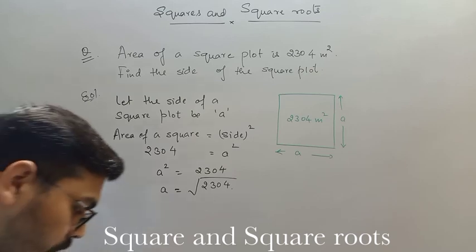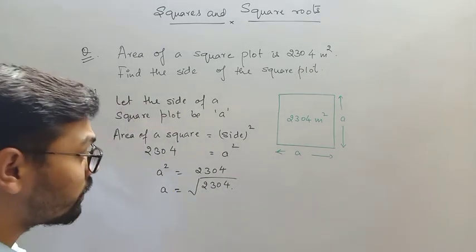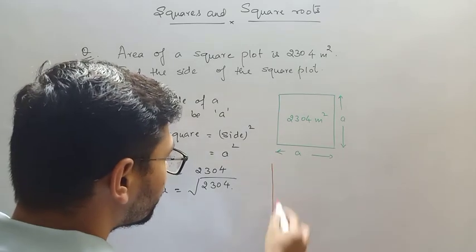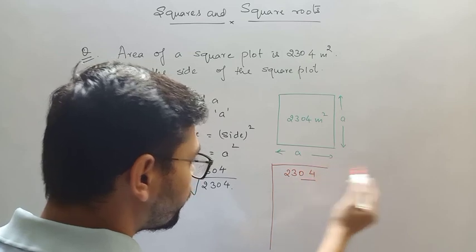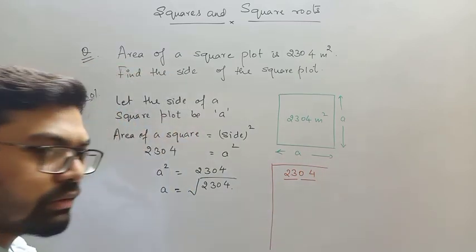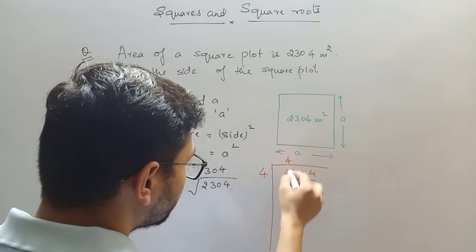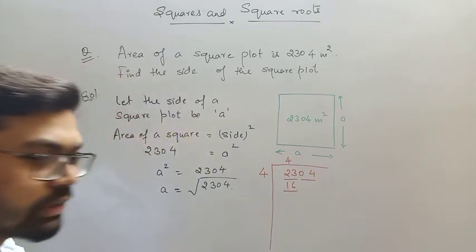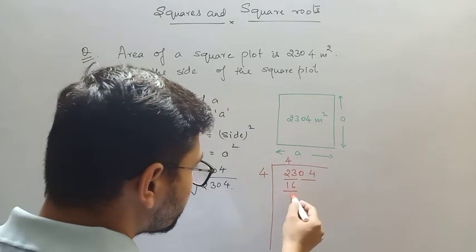Now use the same method, division method, of 2304. So this is 2, 3, 0, 4. Start pairing from extreme right hand side. 23 is closer to 4 4s are 16, right? You cannot take 5 5s are 25. The reason is 25 is greater than 23. Now 23 minus 16 will give you 7.